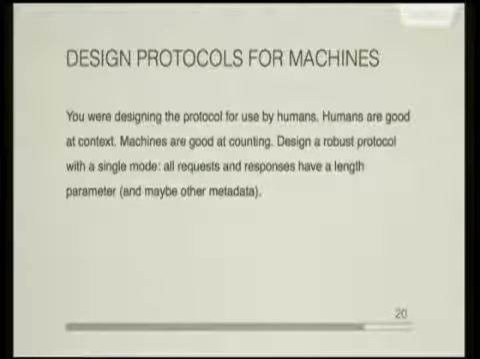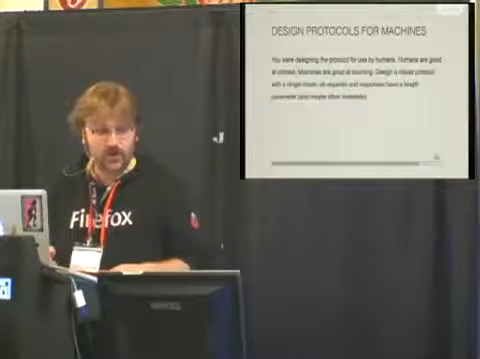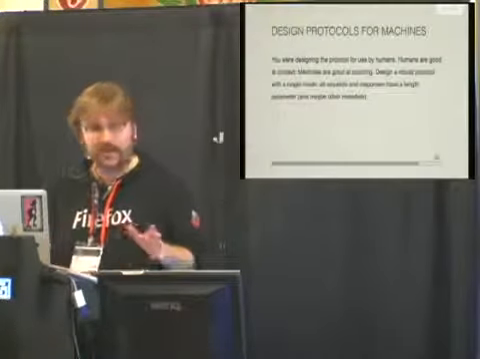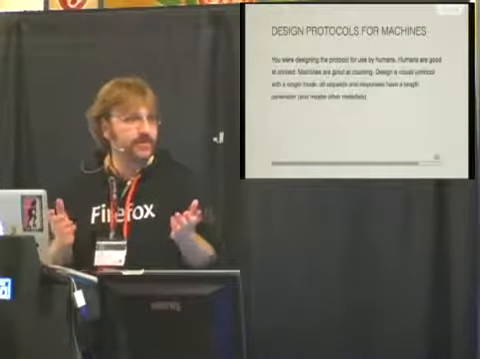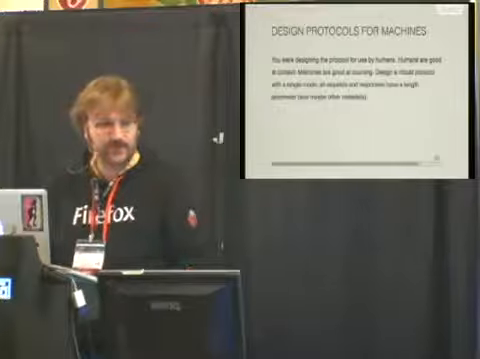Really, in the beginning, you should have designed your protocol for a machine. Humans are good at context. We can look at a blob of binary data and realize that the stuff that comes after the prompt that's hidden in there is probably part of the file. Machines aren't as good about context. They're really good at counting, though. We don't want to count out all the bytes, but the machines do, so design a robust protocol. You still want to keep it fairly simple for automation, but for instance, make sure that there's a length parameter for all of your requests and responses.